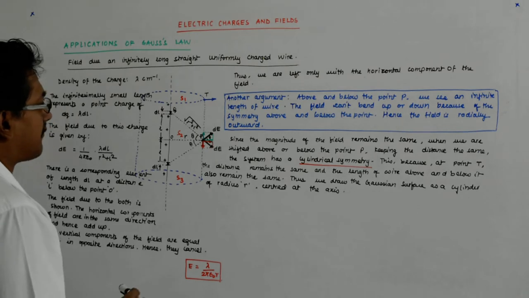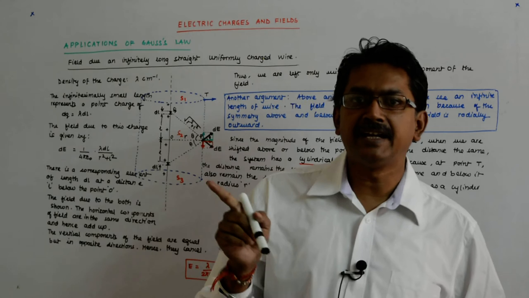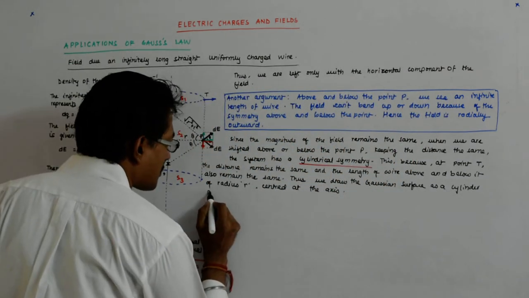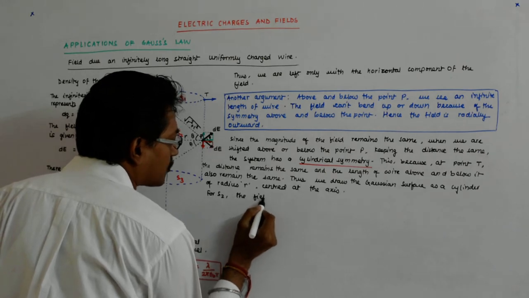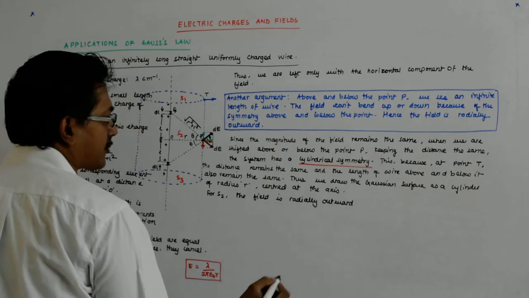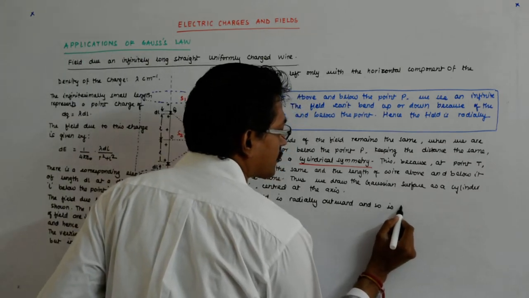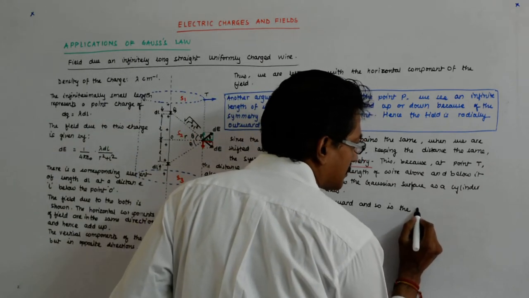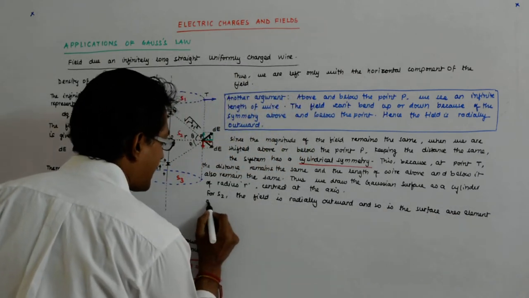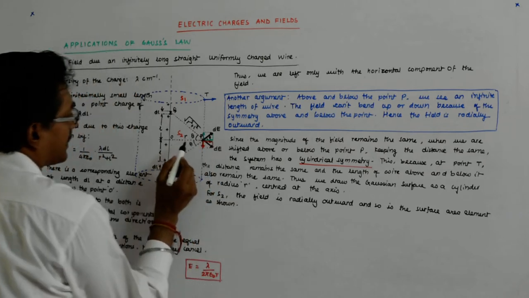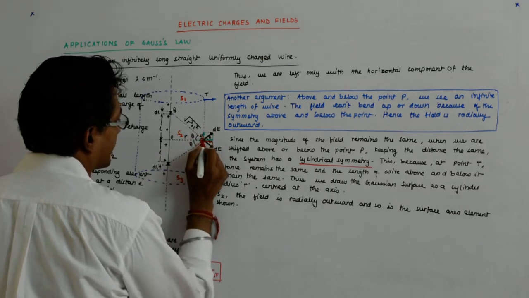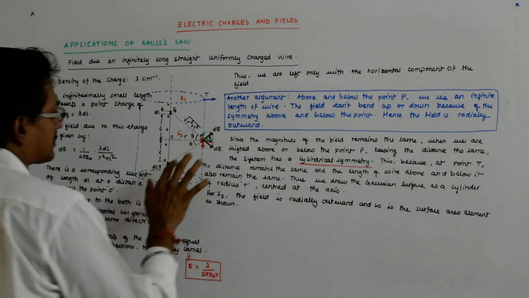Now, for the curved surface S2, the field is radially outward, and so is the surface area element dS, as shown. So if this is the surface area element here, then what happens?